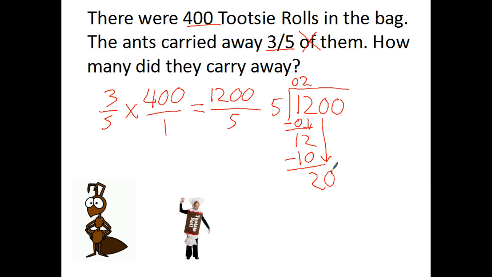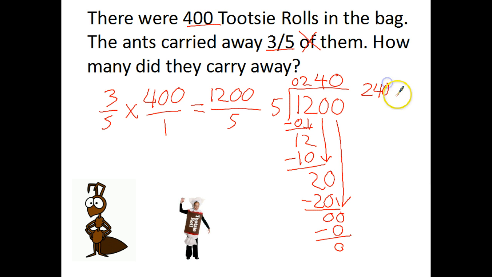Bring down 0. How many 5s in 20? 4. 4 times 5 is 20. Subtract, there's nothing left, but I do have another 0 to come down. How many 5s in 0? 0. So how many Tootsie Rolls were carried away? 240 Tootsie Rolls.